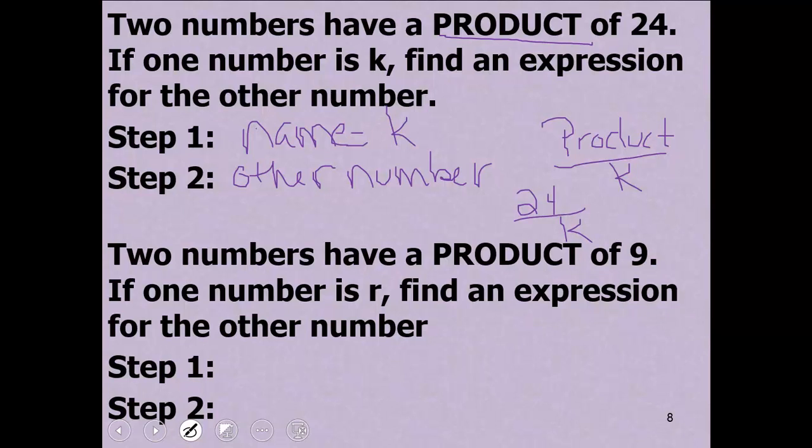All right, welcome back. Here we go. Two numbers have a product of 9. If one number is R, find an expression for the other. Well, one number is R, that's my one variable. My other variable has to be 9 divided by R. It's the product divided by the variable that we've named.